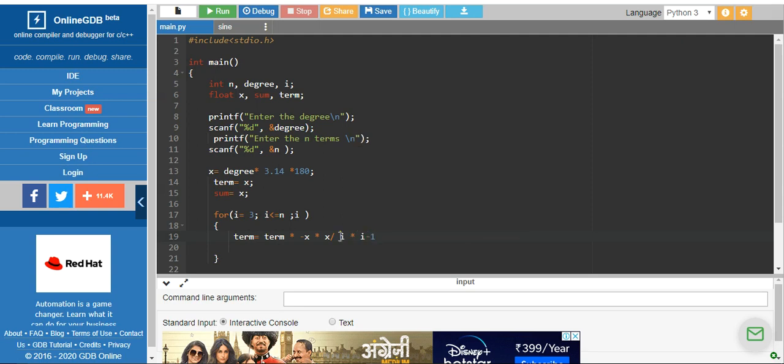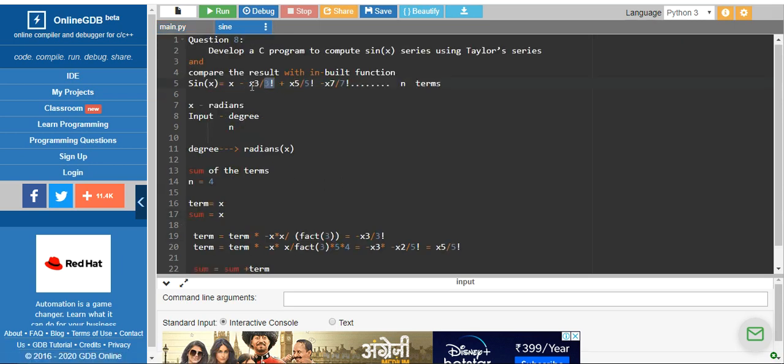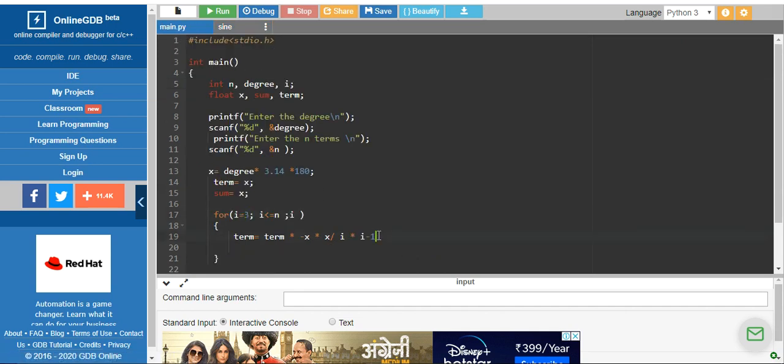What is the value of i currently? The value of i is equal to 3. Why have I taken 3? In order to make my program easier. So what would be i minus 1? The i minus 1 would be 2. So 3 into 2. Now I have calculated the current term, so then I will have to add sum is equal to sum plus term. Now after adding this, next I will have to increment the i value.